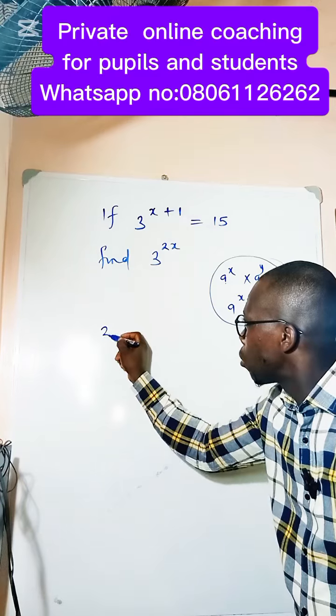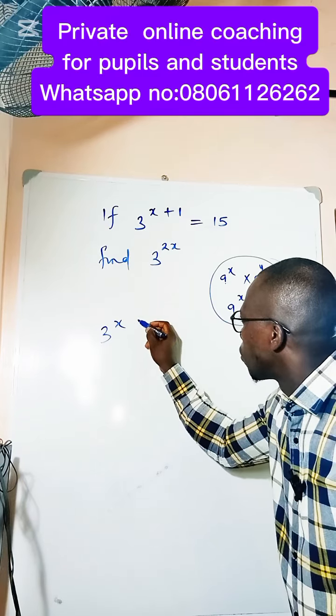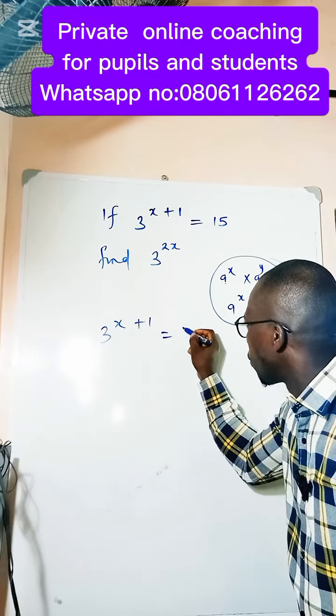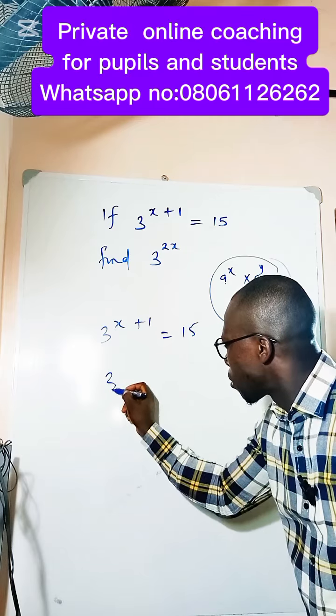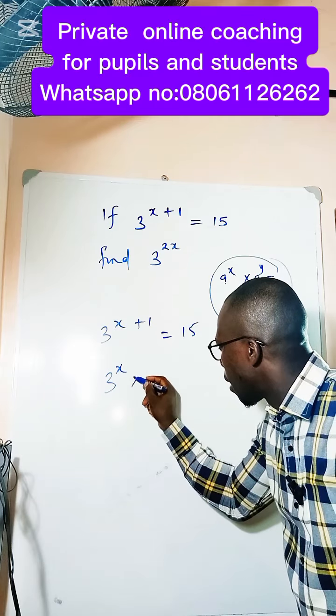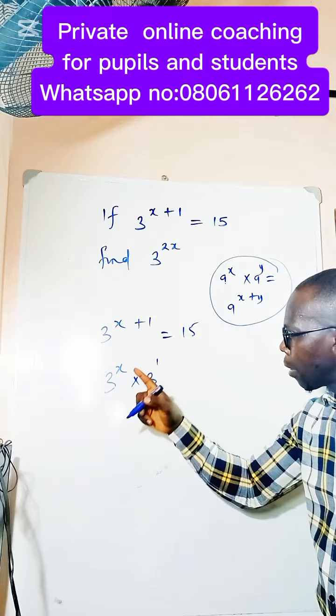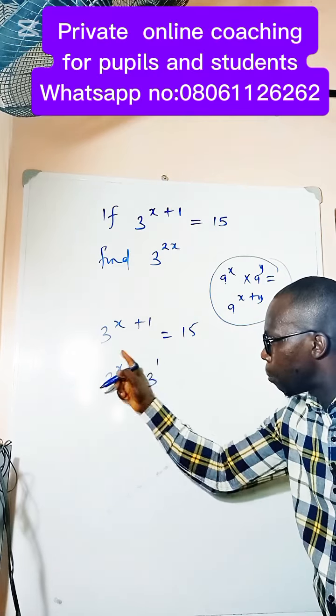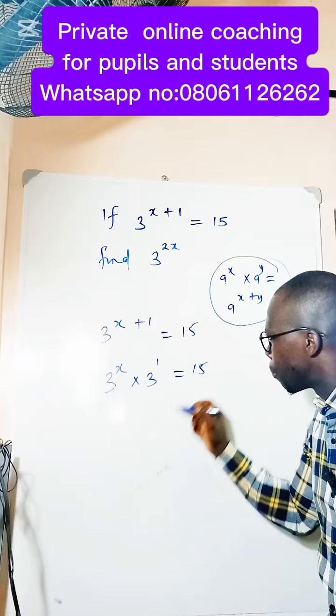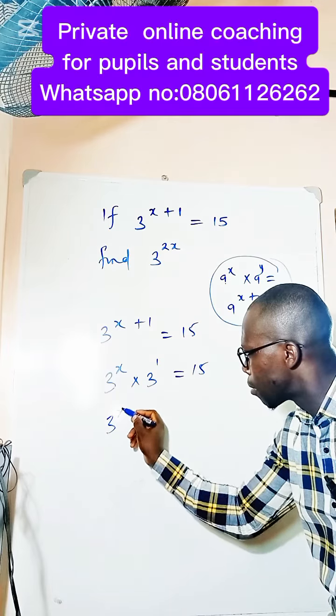So I'm going to have 3 to the power of x plus 1 is equal to 15. So this can as well be expressed as 3 to the power of x times 3 to the power of 1. It's still the same thing. Alright, when you add them all back, you have the same thing, which is 15. So this implies 3 to the power of x.